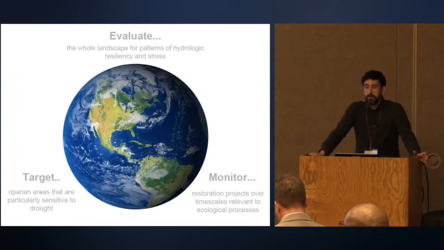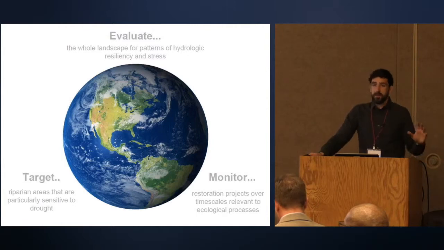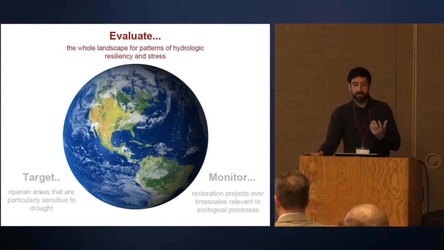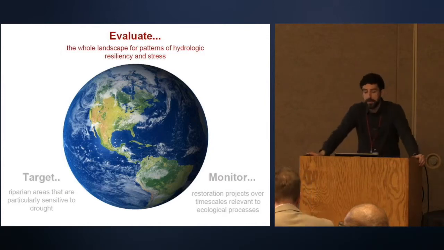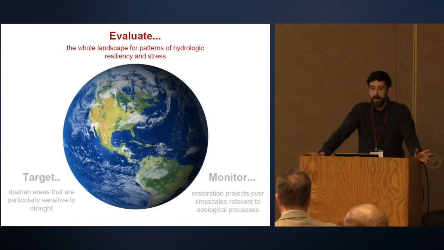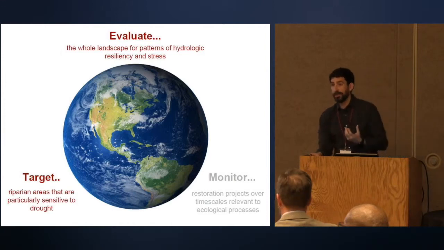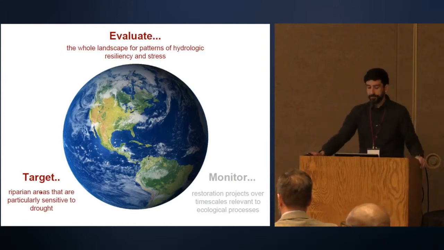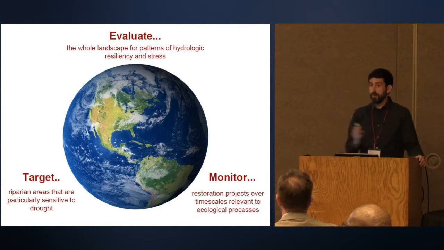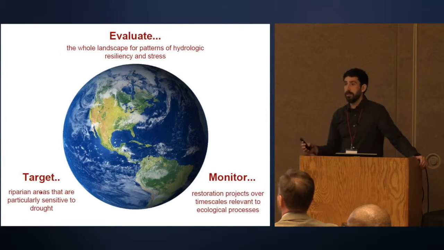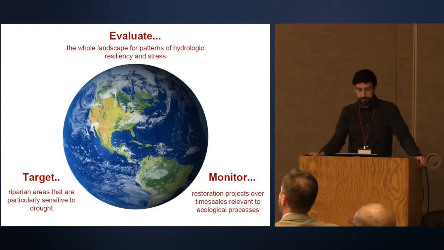And so we really broke it down to 3 different tools that are needed. One is something to evaluate the whole landscape for patterns of hydrologic resiliency and stress. Then we really want something to target these areas that are perhaps particularly sensitive to drought or water. And then finally, we want to be able to monitor these areas over time and also look at how our restoration has worked or not worked over long time scales.